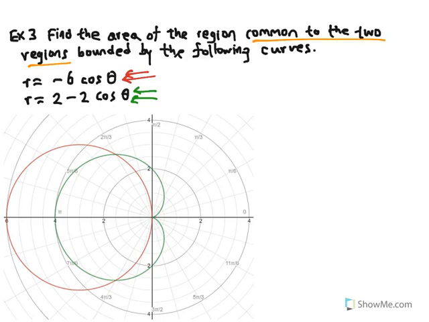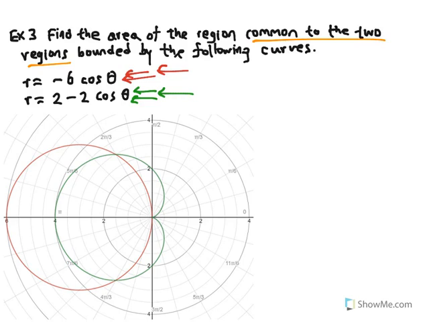So here we're looking at the circle and the cardioid. The circle is in red and the cardioid is in green. The equation for the circle is r is equal to -6 cosine theta. And of course, the region that we're interested in is the region common to the two regions bounded by the curves. As I said before, the first region is the region inside the circle. The second region is the region inside the cardioid. But we want to find the area of the region that is inside both the circle and the cardioid. So let's see where that region is.